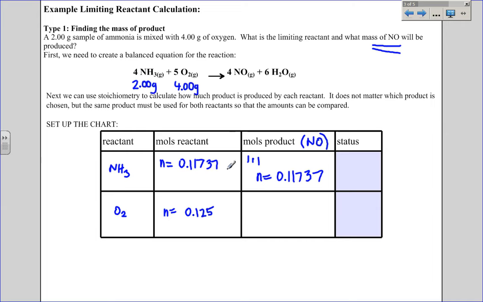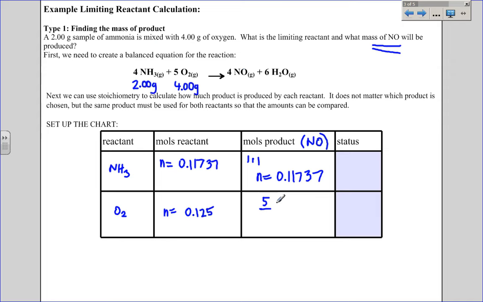So if I use up all the ammonia, this is the amount of NO that I would be able to produce. In this row, I need to apply the oxygen. If I use up all of this oxygen, how much NO could be produced? The ratio between oxygen and nitrogen monoxide in the balanced chemical equation is 5 to 4.